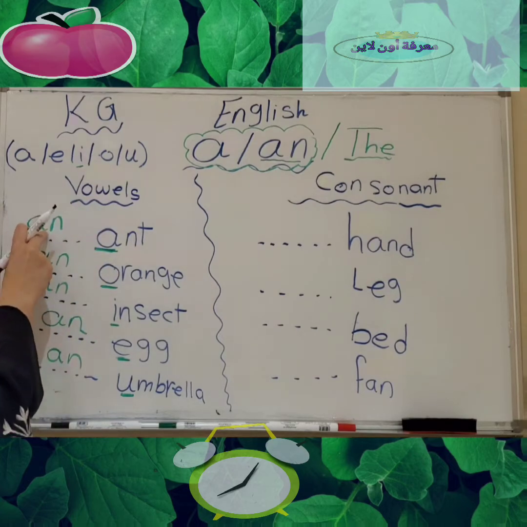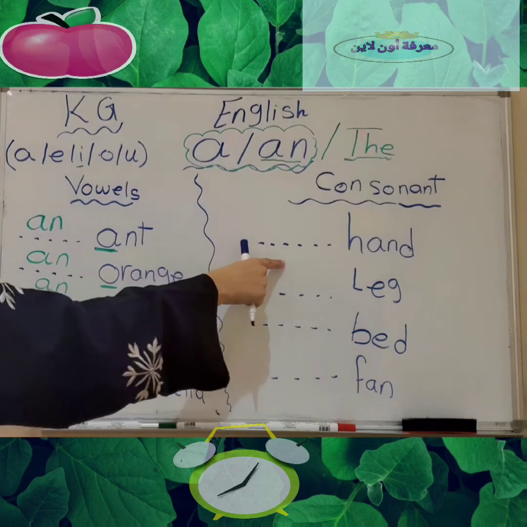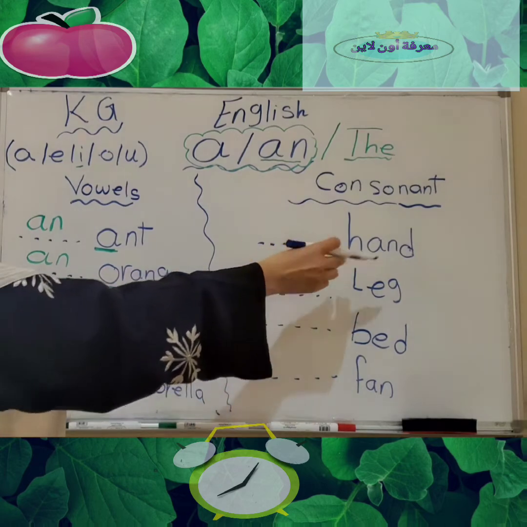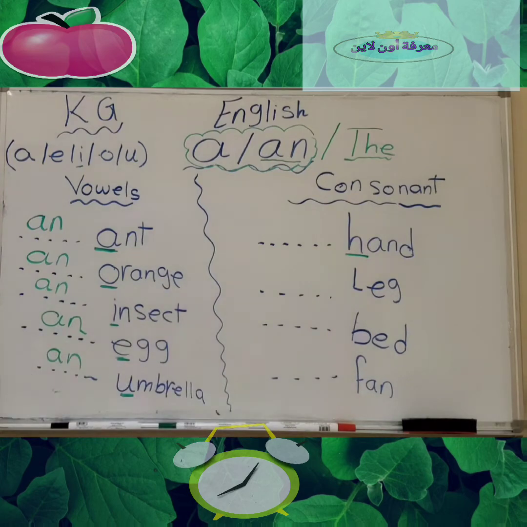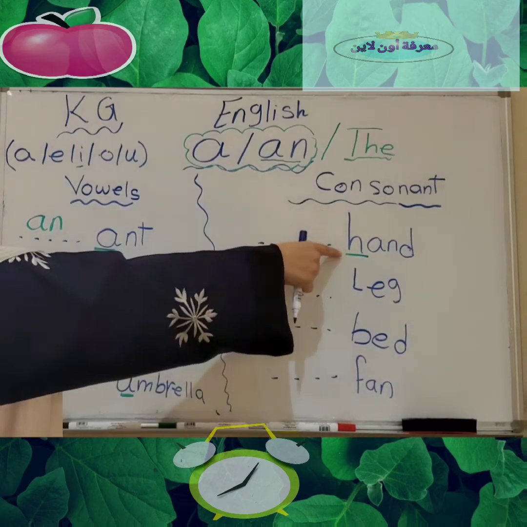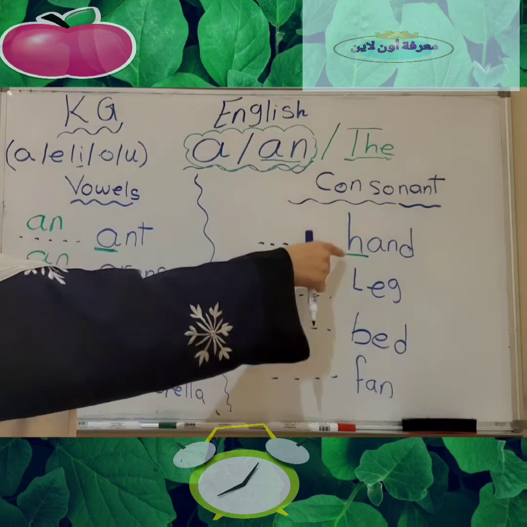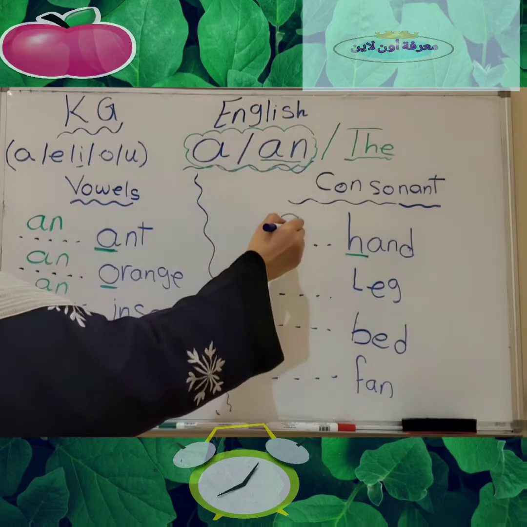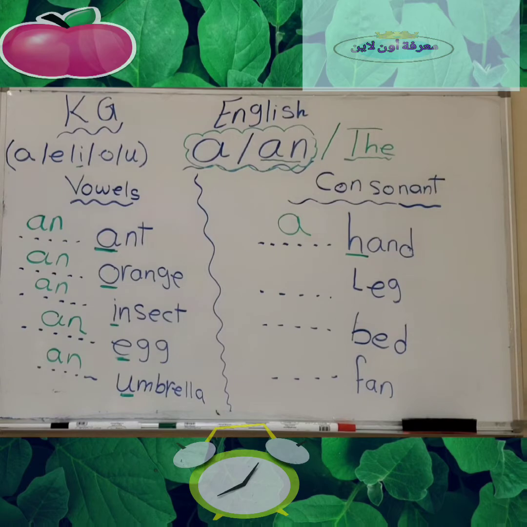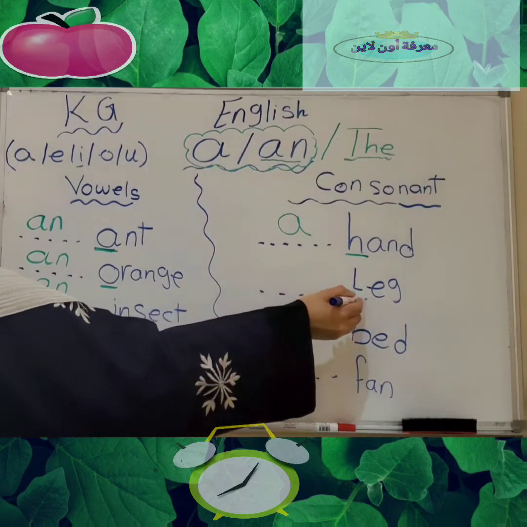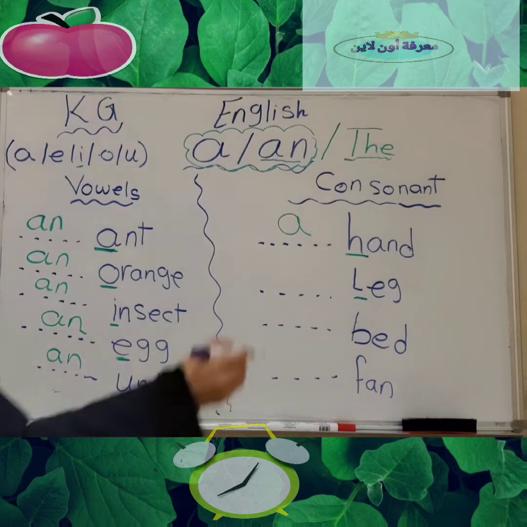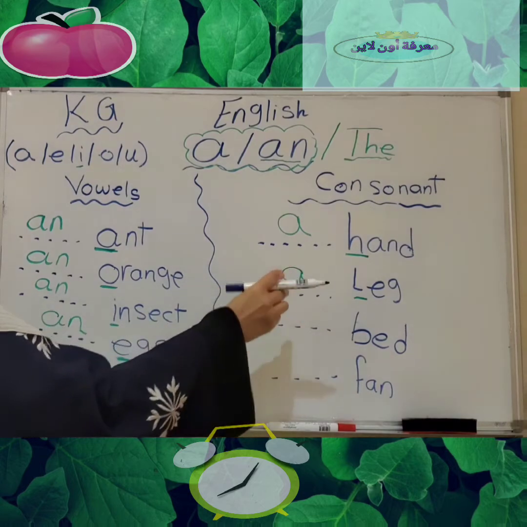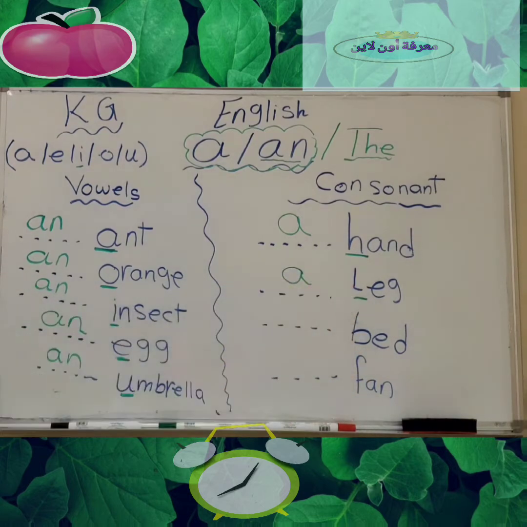Article an. If the word starts with a consonant, like hand, hand starts with the letter H. Is H a vowel? No, H is not a vowel. H is a consonant. We will use a hand. Leg starts with the letter L. L is not a vowel. We will use a leg.